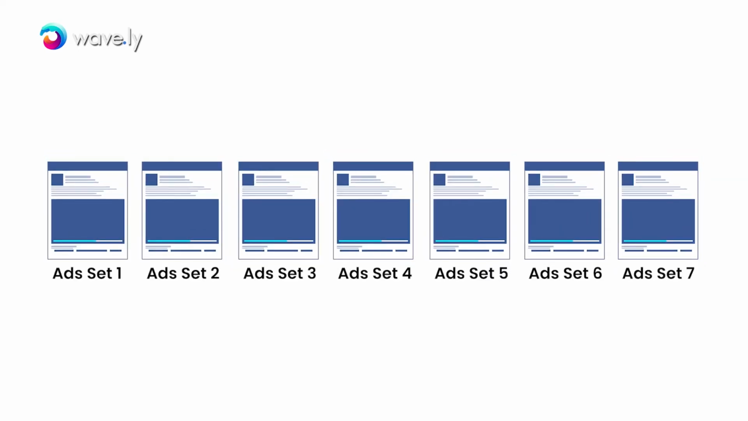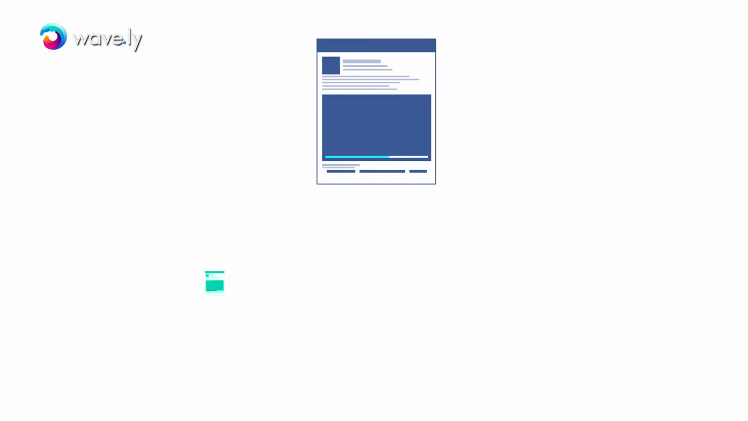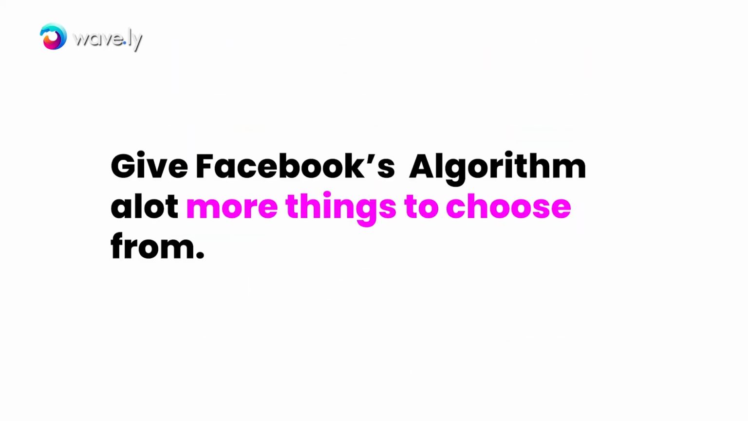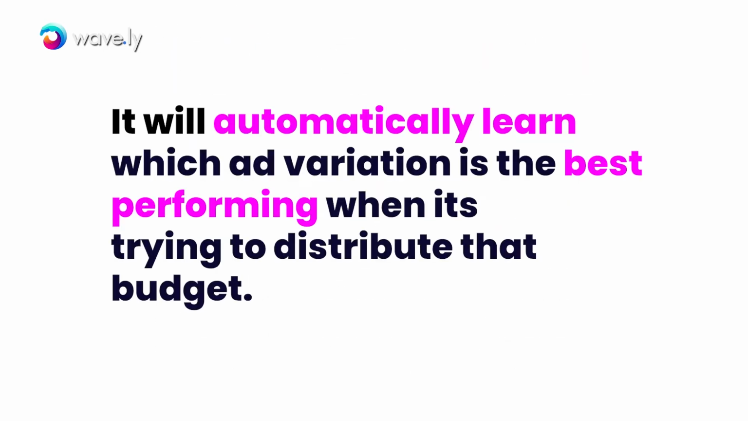What we'll do is that we'll pull 7 to 10 of our winning ad sets and we'll put in at least 3 to 5 variations for each ad set. Having as many variations in the ad sets is going to give Facebook's algorithm a lot more things to choose from, and it will automatically learn which ad variation is the best performing when it's trying to distribute that budget.